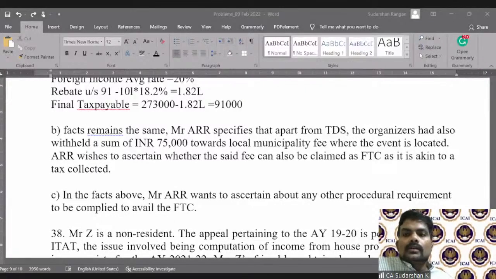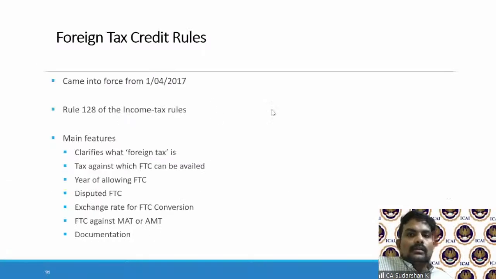Now, this is where I want to bring in the foreign tax credit rules. India did not have foreign tax credit rules until 2017 under the domestic law. Now, you may ask, why do we need rules? Because there are a lot of practical issues that were coming up. For example, in question D, whether I can treat the municipal fee as a tax? And some assessees were claiming credit on that also.